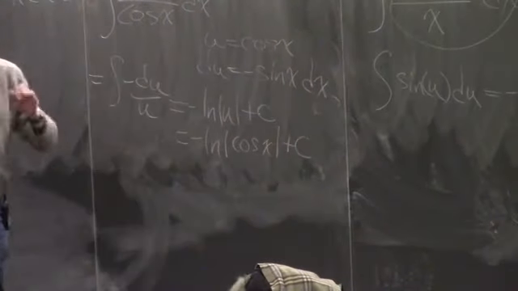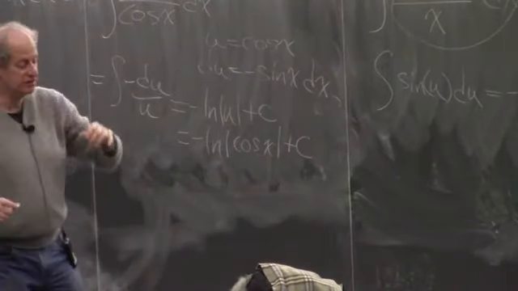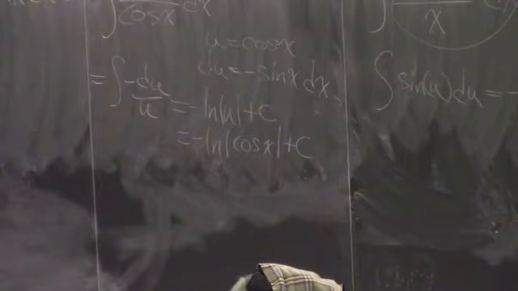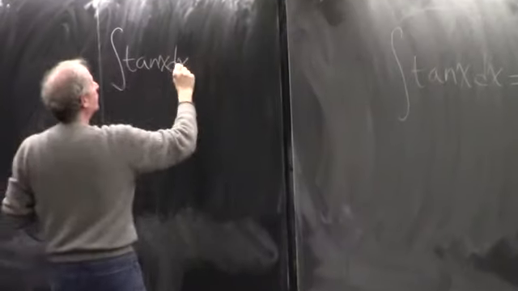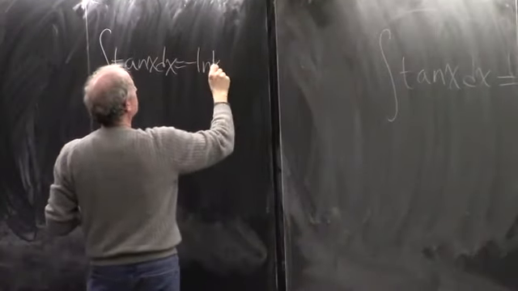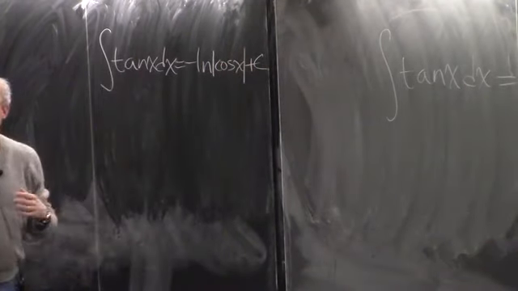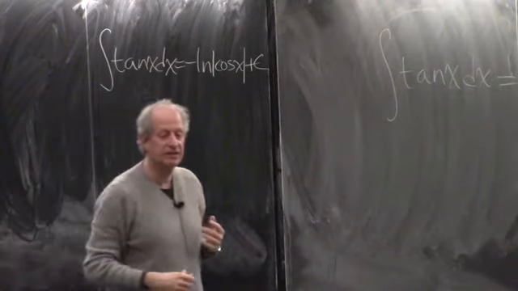I suggest you memorize what the integral of tangent is. Okay? So one to add to your pile. And you should be able to figure out cotangent x once you know tangent x.